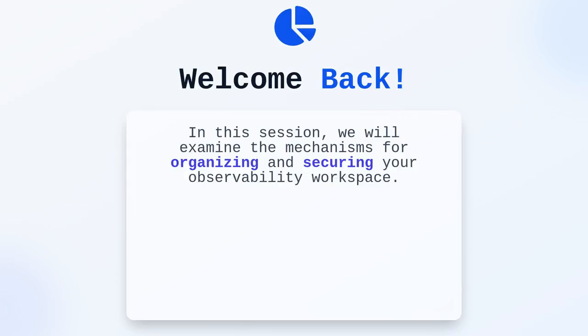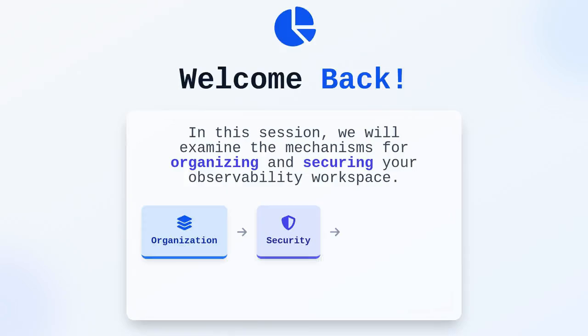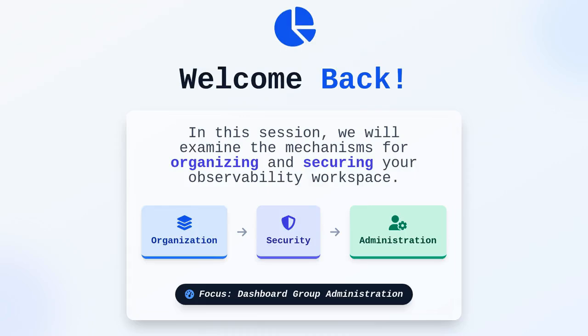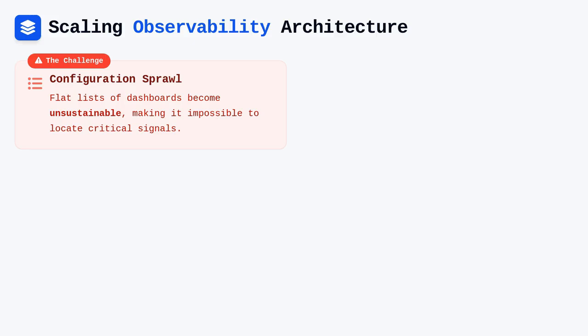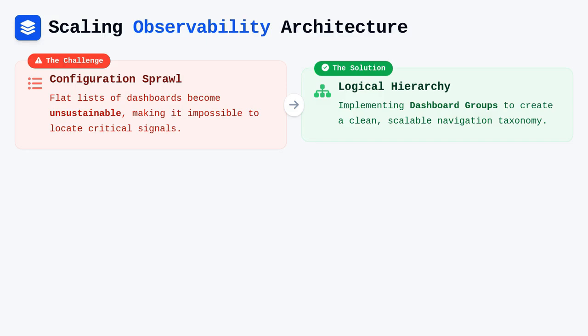Welcome back. In this session, we will examine the mechanisms for organizing and securing your observability workspace through effective dashboard group administration. When we scale an observability platform across an enterprise, the primary challenge transitions from simple metric visualization to information architecture. A flat list of dashboards quickly becomes unsustainable, leading to configuration sprawl where users struggle to locate relevant signals. Dashboard groups serve as our primary container for logical hierarchy, allowing us to align visibility with functional, organizational teams.